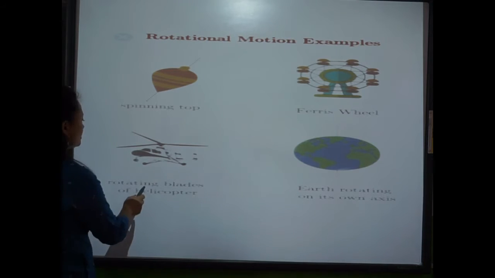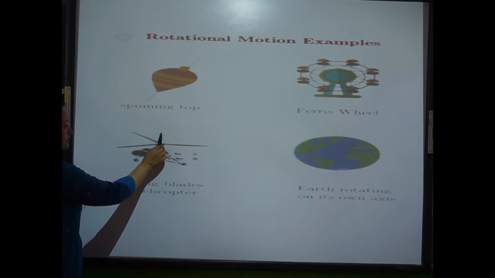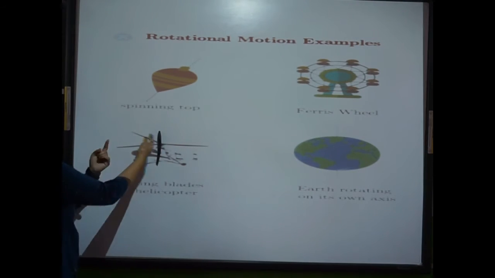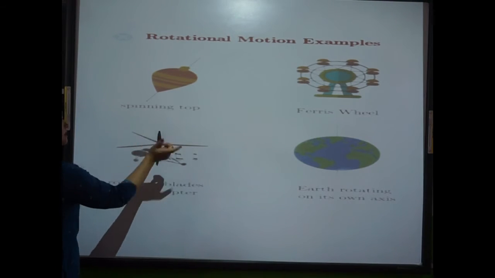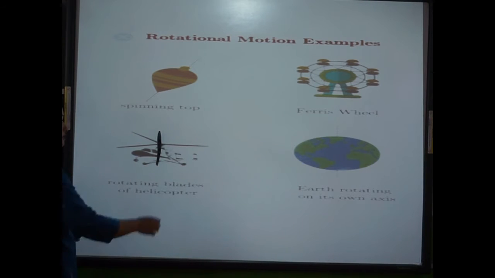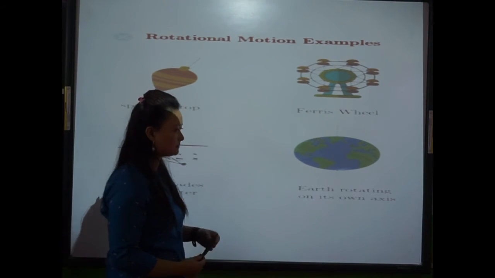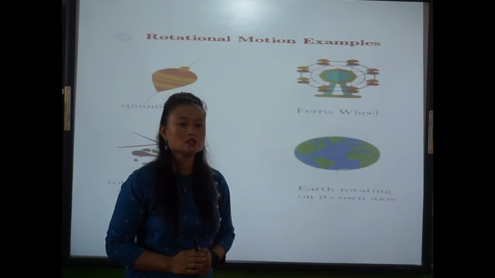Then you have the rotating blades of a helicopter. You can see it's fixed over here. The blades are fixed at this point, and the blades rotate around. Only the blades rotate, not the axis. So this is an example of rotational motion or rotatory motion, and another example is the rotation of the earth.